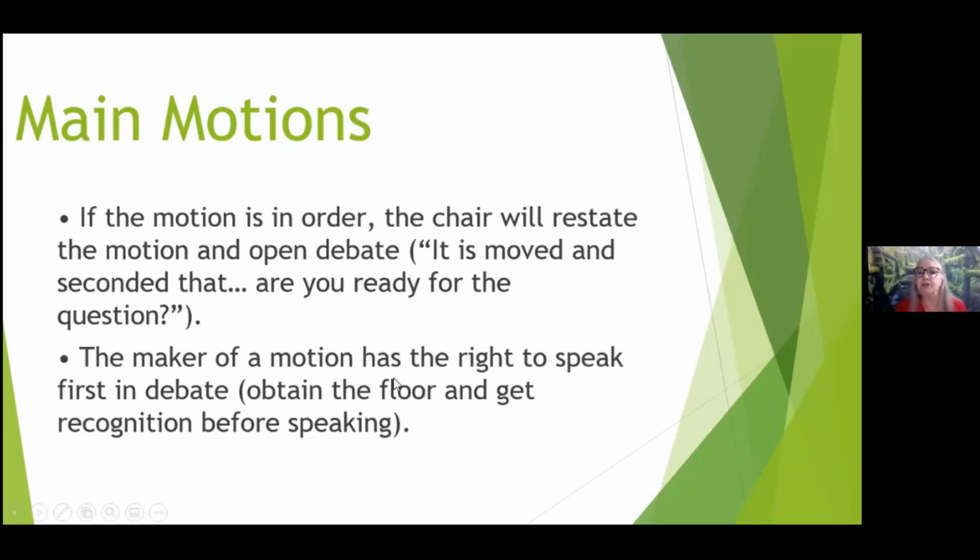The maker of the motion has the right to speak first in the debate. So, it has been moved and seconded that da da da da da da. Would you like to speak to your motion? Then the person who's made the motion talks about why it is. That's where the why comes in. Why it is that they want to speak to it.